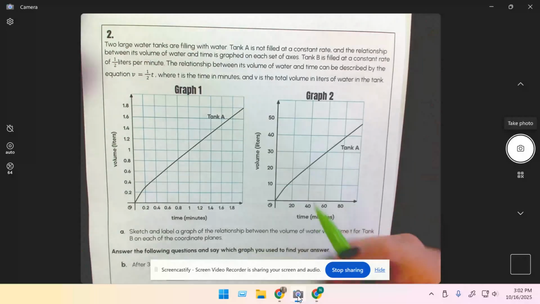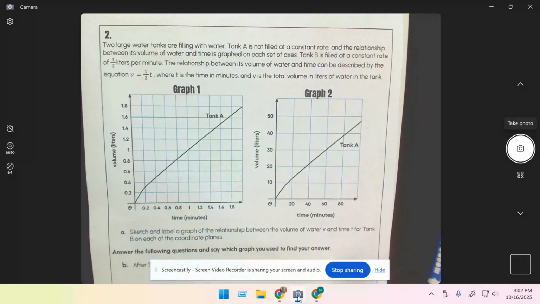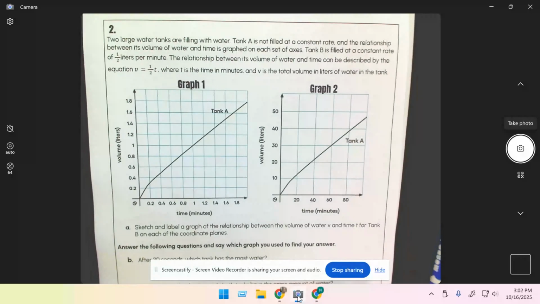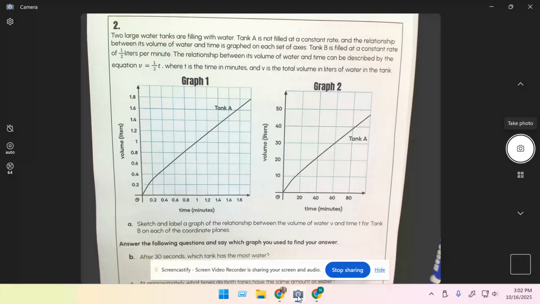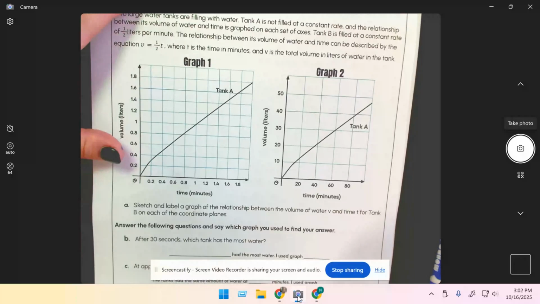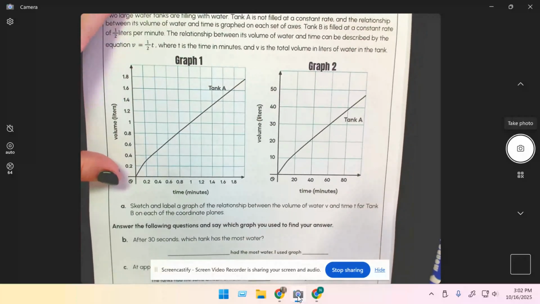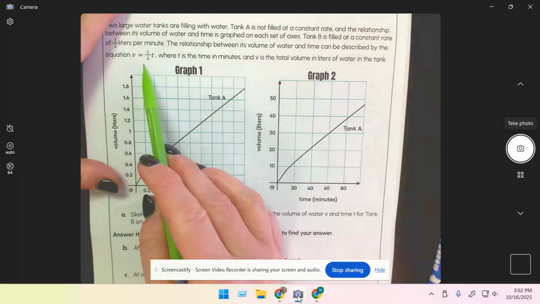The relationship, notice how we just have tank A on here. We're going to be drawing tank B. The relationship between its volume of water and time can be described by the equation V equals 1/2 T, where T is time in minutes and V is the total volume. Okay, so we want to graph this tank B. So notice it says our equation V equals 1/2 T.